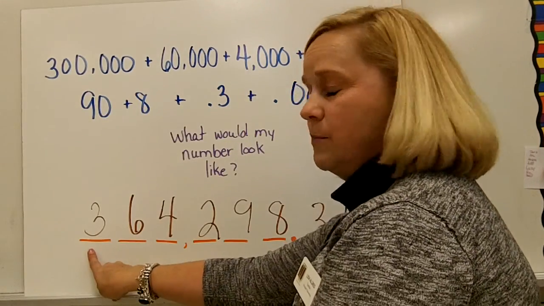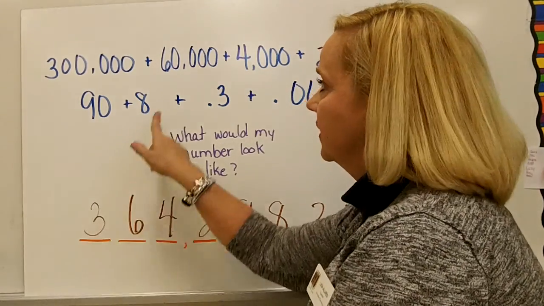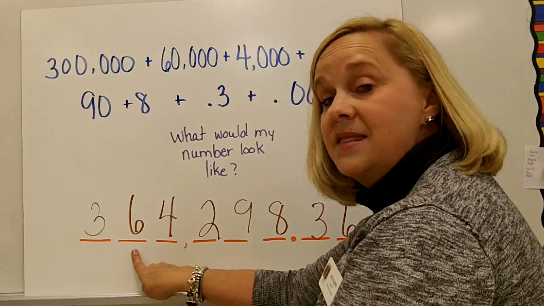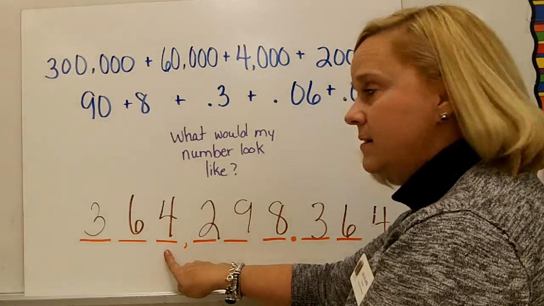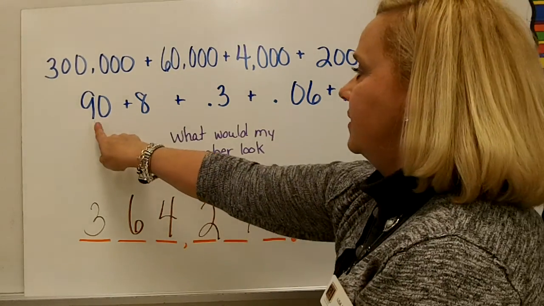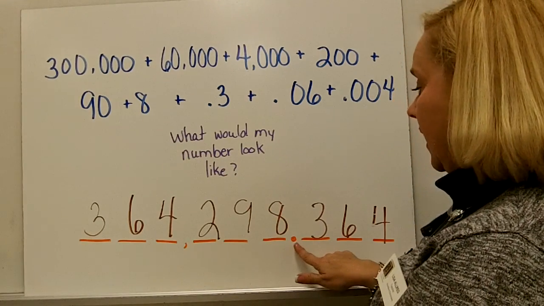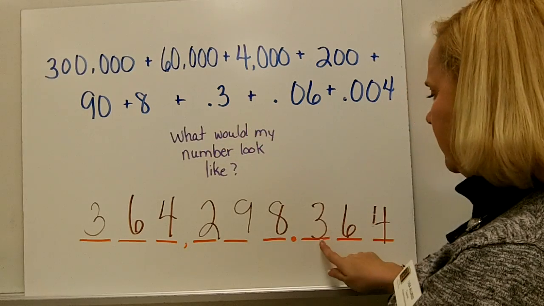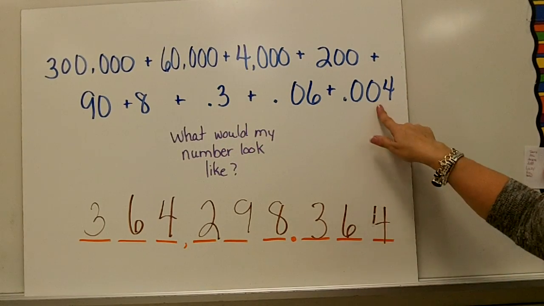300,000, this is my 100,000s place, so I'm going to put my digit 3 there. 60,000, I'm going to put my 6 here in that 10,000 spot. 4,000 in the 4,000 place value spot. 200 plus 90 plus 8. And my decimal point plus 3/10 plus 600 plus 4,000.